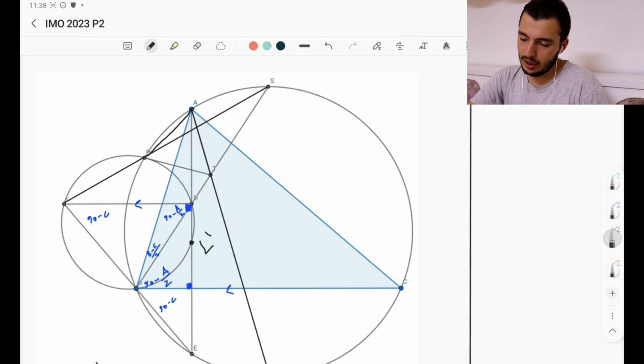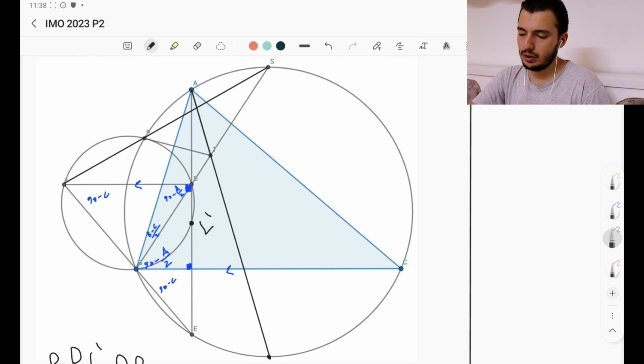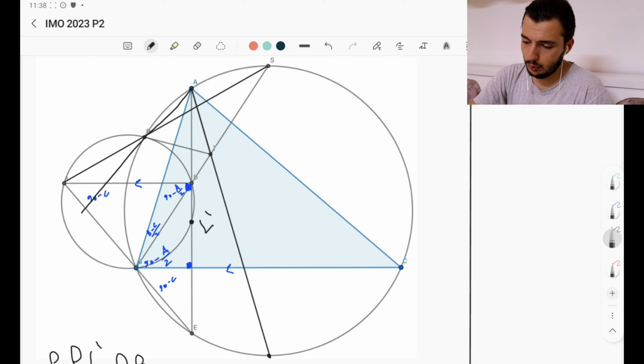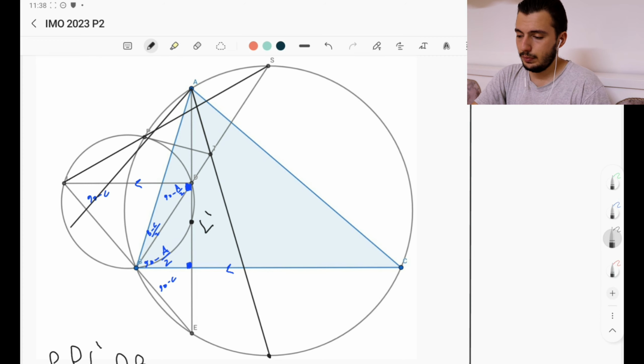We should have AP and something. So unfortunately, we also need to define another point. We don't have it in our diagram. So let's do this. We need to join AP and intersect it with the circumcircle.